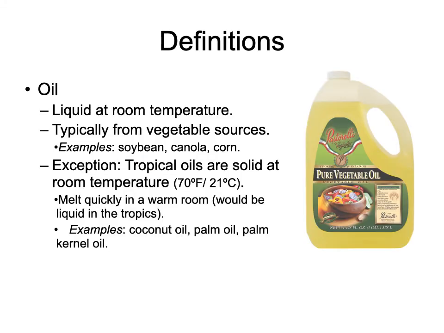So let's talk about oil. Oil is liquid at room temperature. It's typically from vegetable sources, soybean, canola, corn oil, for example. Typically, tropical oils are solid at room temperature, but they melt quickly at room temperature. So you think of like the tropical oils being in the tropics, coconut oil, palm kernel oil, generally are referred to as an oil because in those climates, if you were living down there and you had some of those oils, they would be liquid because it's so warm outside. They generally have a low melting point. But in cooler environments, they remain solid, and especially if they're cold.